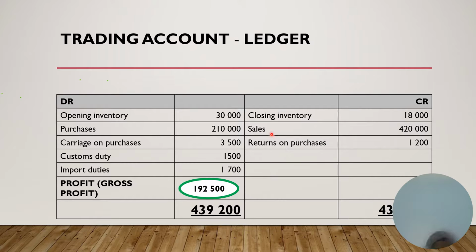Okay, so it will be your sales minus your cost of sales made by this amount and this amount and this amount. They will give you a gross profit of 192. Okay, I hope this is clear to everyone. This is clear to everyone. Okay, that's how you do your trading account in a ledger account. Okay, let's go to the next slide.